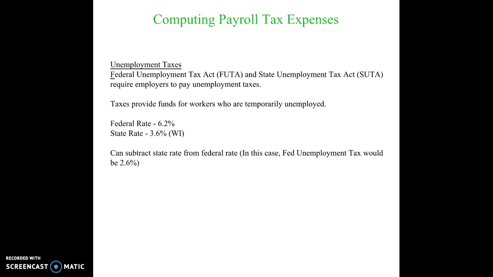The federal tax rate is 6.2% and 3.6% in the state of Wisconsin. Now you can subtract the state rate from the federal rate, and in this case, federal unemployment tax would be 2.6%. So if you wanted to calculate the total amount of taxes, you could do the math calculation if you're doing both of them or if you're going to subtract one from the other. So these are unemployment taxes and tax rates for the state and for the federal.